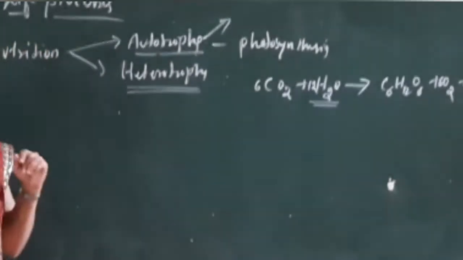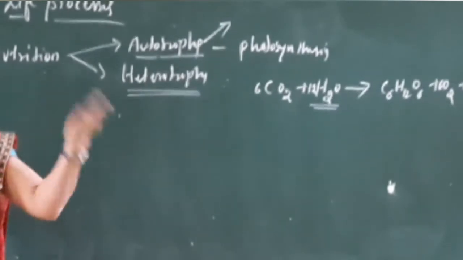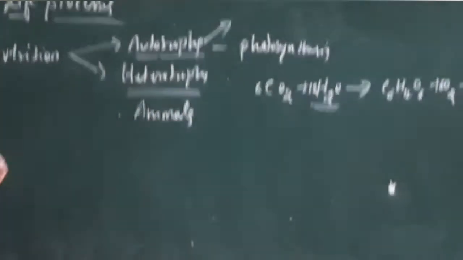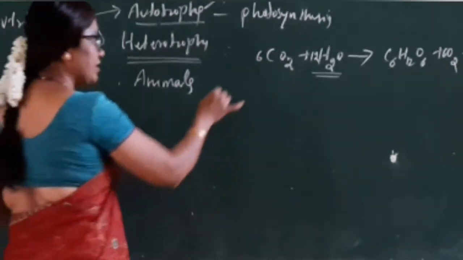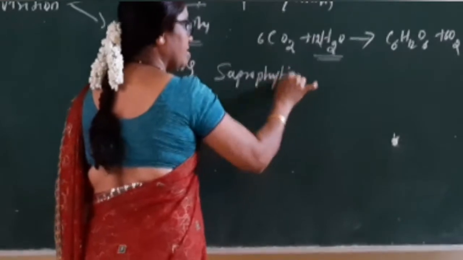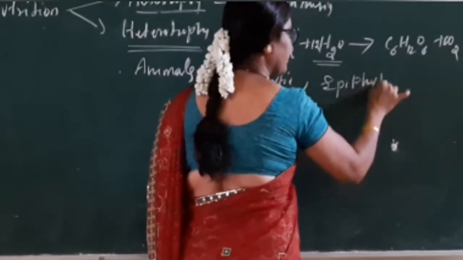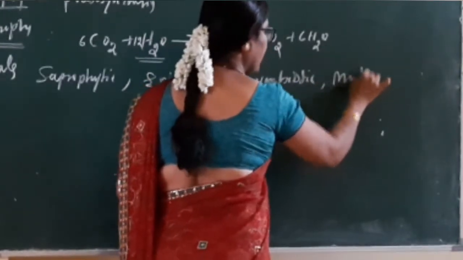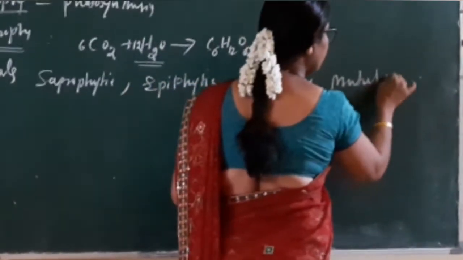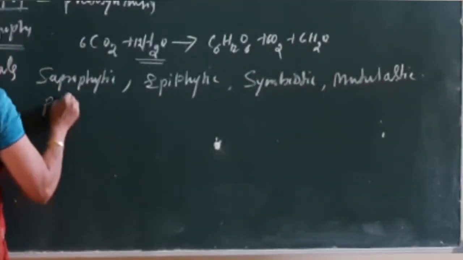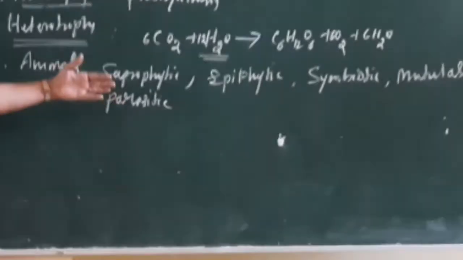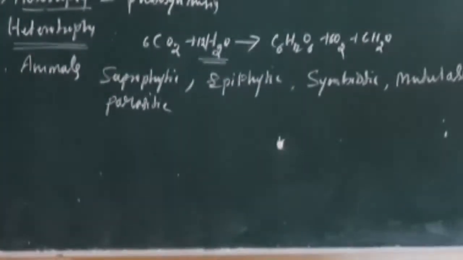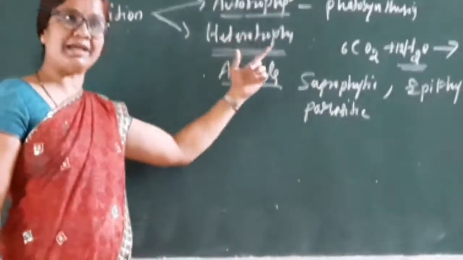What are heterotrophs? The organisms which cannot prepare their own food depend on other organisms for food. Example, all animals. There are different modes of nutrition like saprophytic, epiphytic, symbiotic, and parasitic. In these modes the organisms cannot prepare their own food. They depend on other organisms directly or indirectly. Animals depend on herbs and other animals.